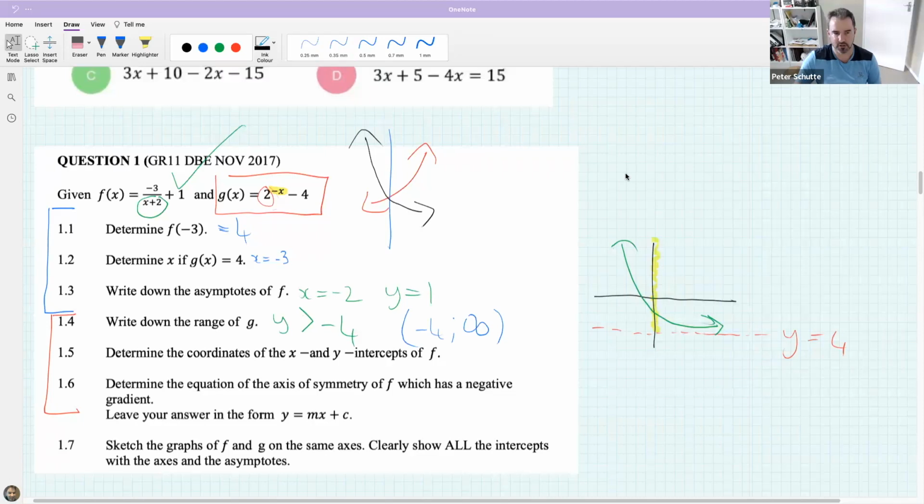Okay, can you do 1.5 and 1.6? That's the next part of the journey.